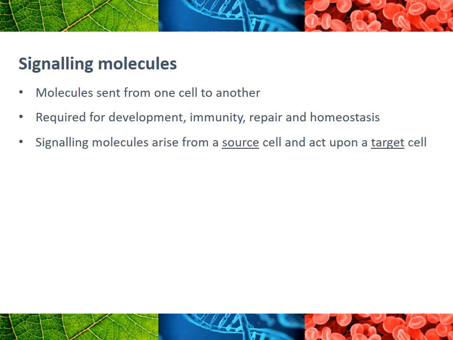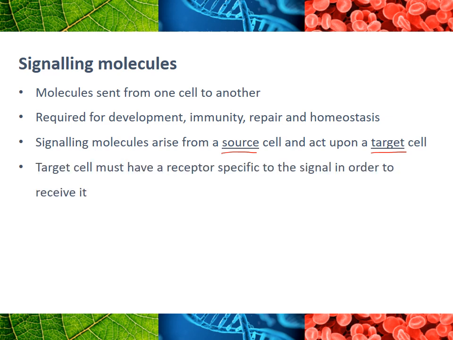A couple of terms we'll start using. So signal molecules arise from a source cell and act upon a target cell. Okay, so they come from somewhere and act on a cell somewhere. In order for this to happen, for a molecule to act upon a cell, the target cell must have a receptor that is specific to that signal.